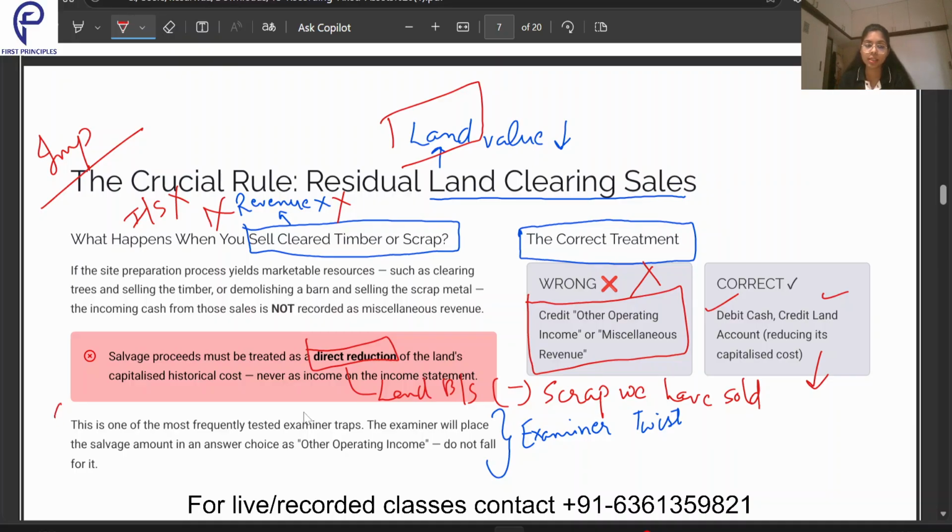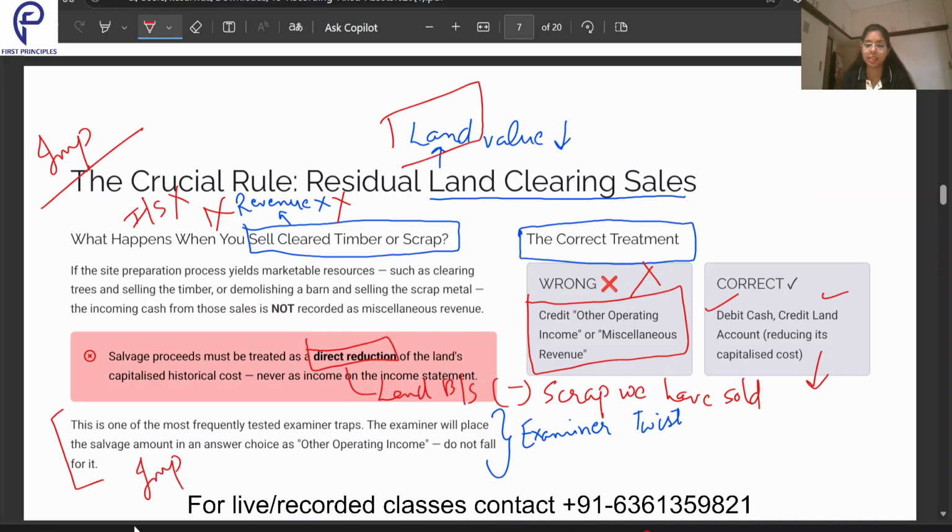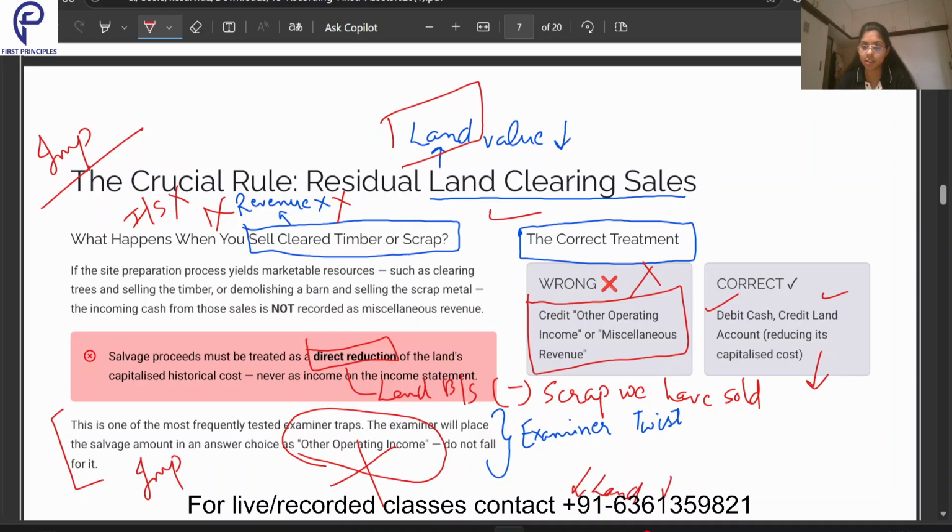One very important examiner twist is mentioned here. This is important, guys. The statement says that the sale from this land clearing is reported under other operating income. Is this correct? Not at all. Why? Because it is treated as reducing the value of my land.